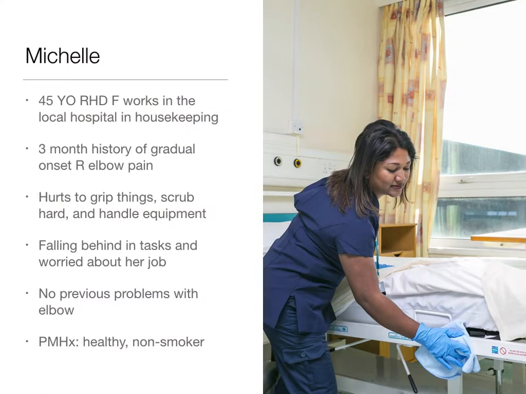So meet Michelle. She's a 45-year-old female who works in housekeeping at your local hospital. She presents to you with a 3-month history of gradual onset right elbow pain. She's coming in now because it's starting to affect her work and she's worried about her job. This is the first time she's had trouble with her elbow and she's otherwise healthy. So what could be wrong here?